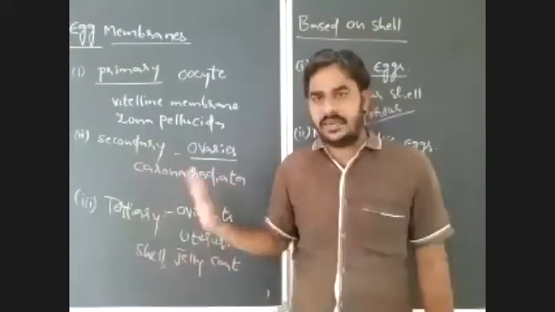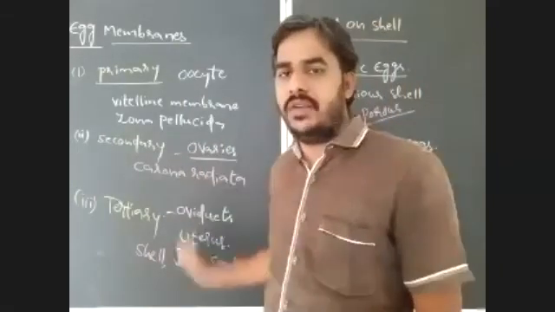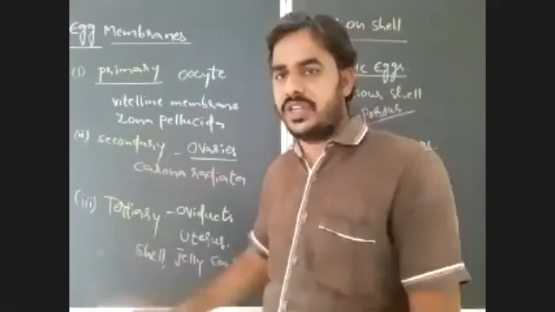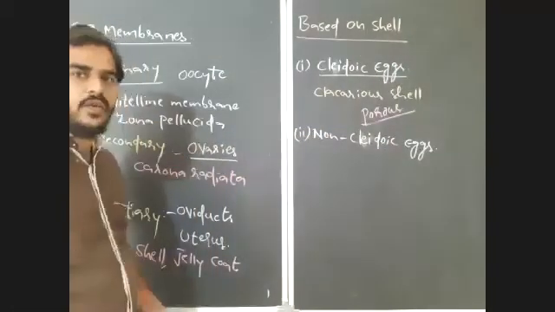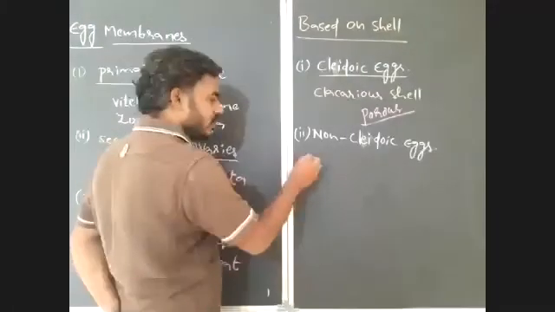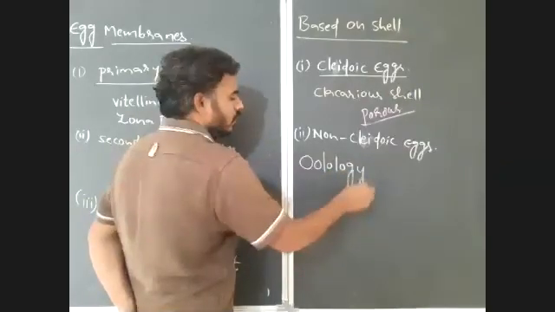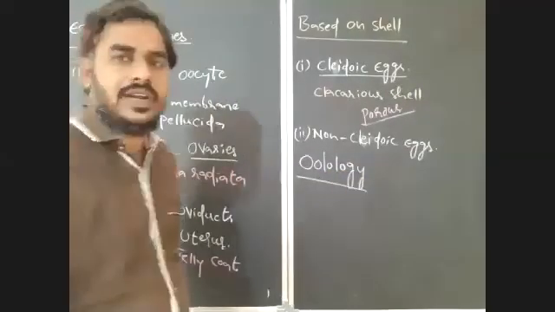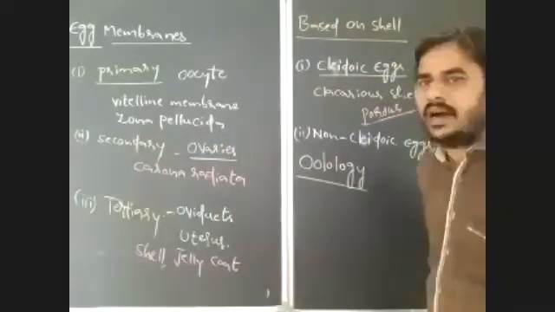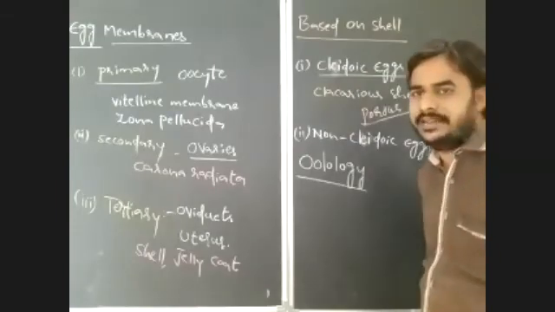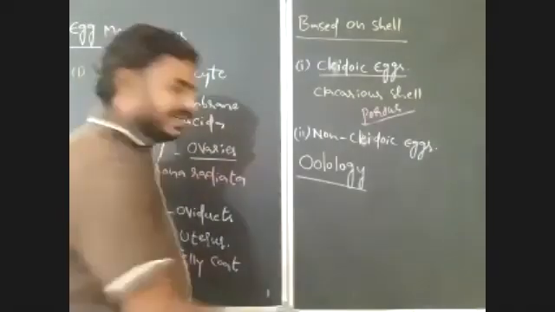Is it clear about the egg membranes? There are three types of egg membranes I gave you here: primary, secondary, and tertiary. And one more thing, we are studying here about the eggs or ova. The study of eggs or the study of ova is known as oology. And in kingdom Animalia, polychaetes.